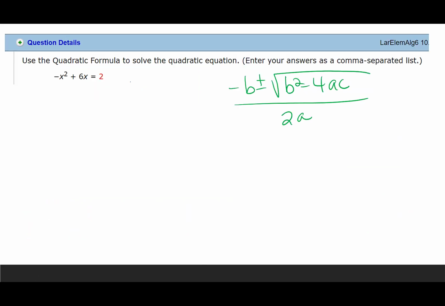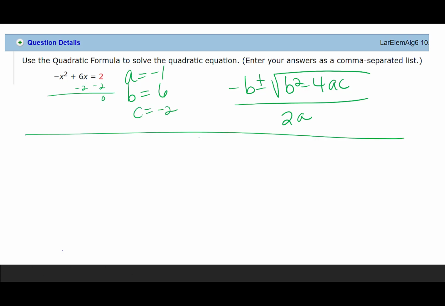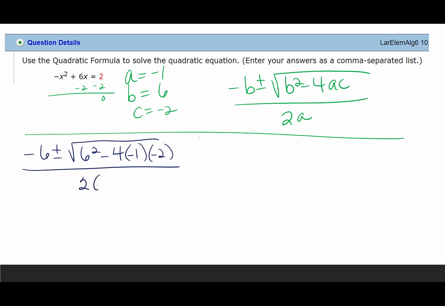Here's your formula. In this example, a is negative 1, b is positive 6, and do you see we'd subtract the 2 from both sides to get a 0 here, and so c is negative 2. Now we'll do the substitutions into the formula. Minus 6 plus or minus 6 squared minus 4 times negative 1 times negative 2, all of that over 2 times negative 1. I want you to draw a cross symbol right after the exponent 2.